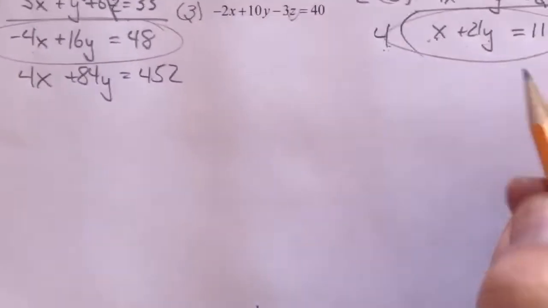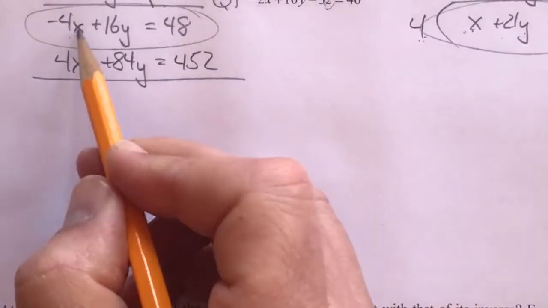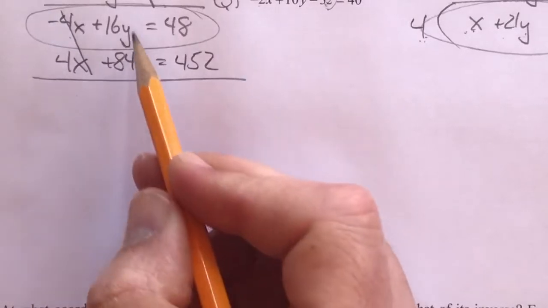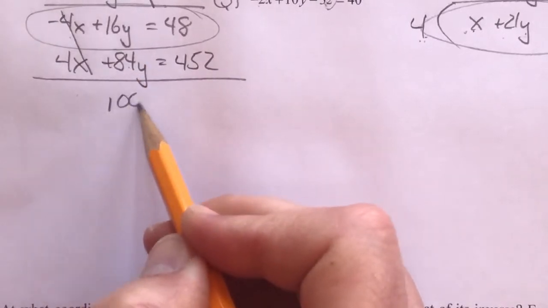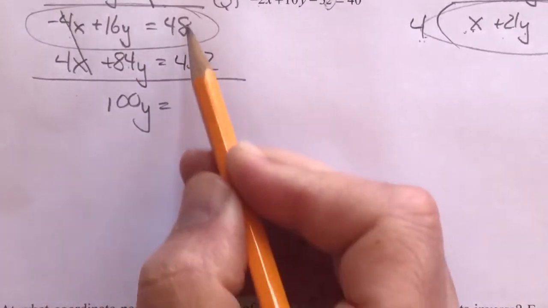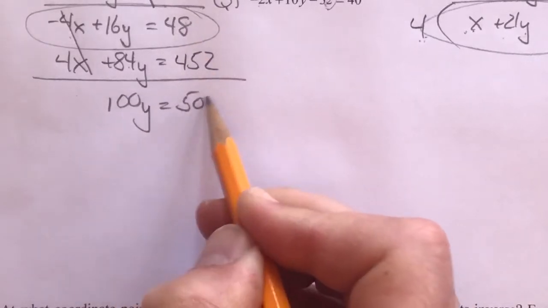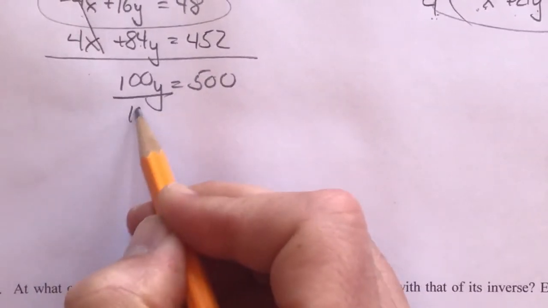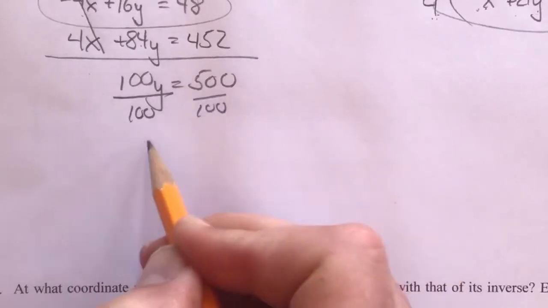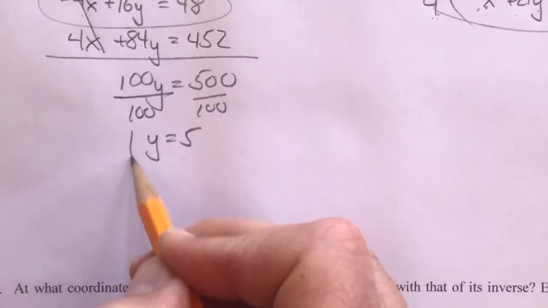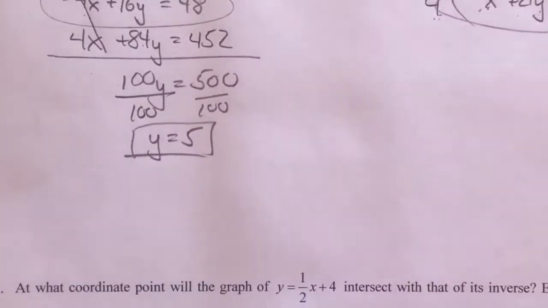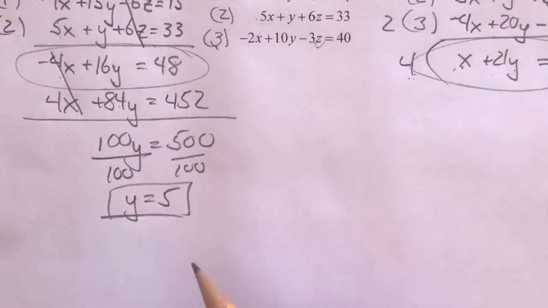Now, why did I do that? So I can eliminate x now. If you add this up, you get exactly 100y. And over here, if you add those up, you get exactly 500. So divide by 100. y is 5. All right. You might recall, we're not done. I got to back substitute.